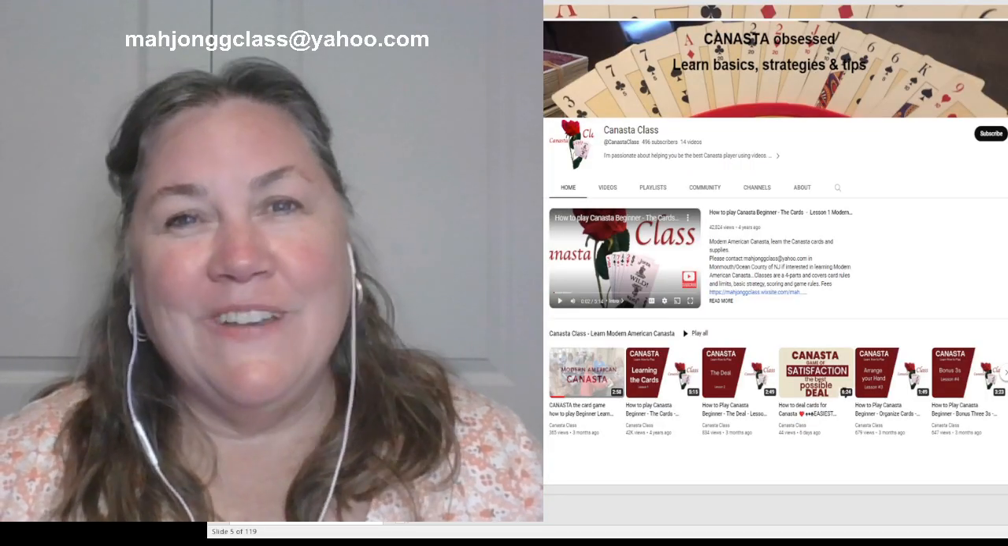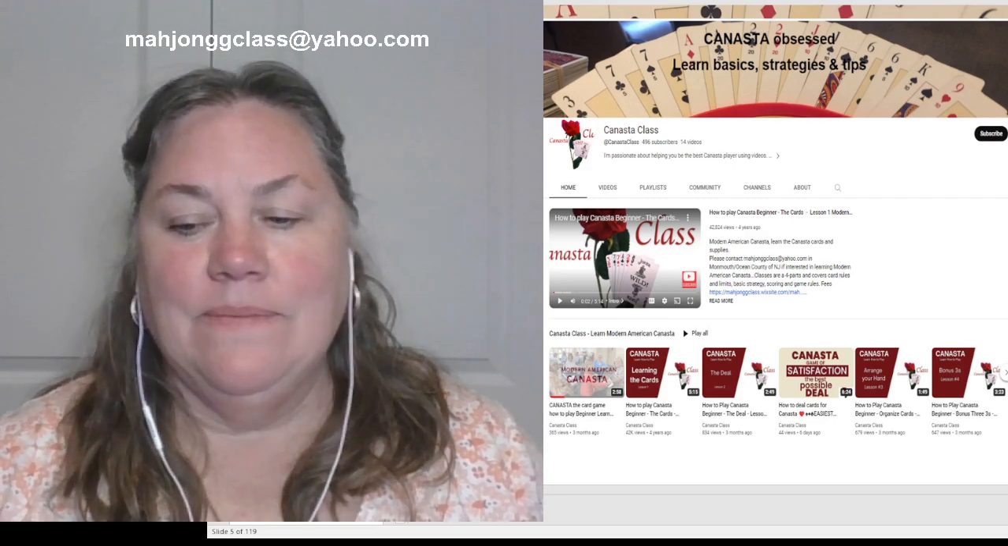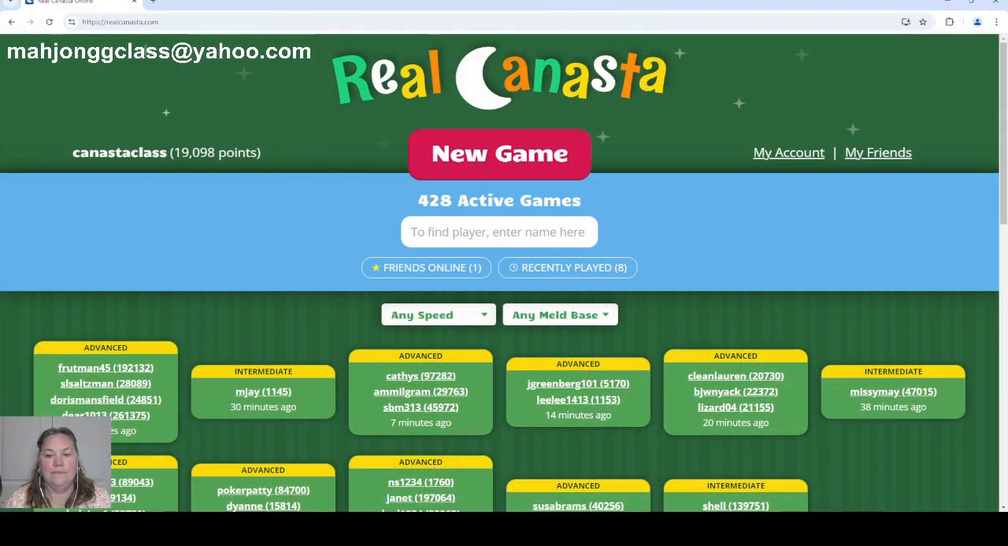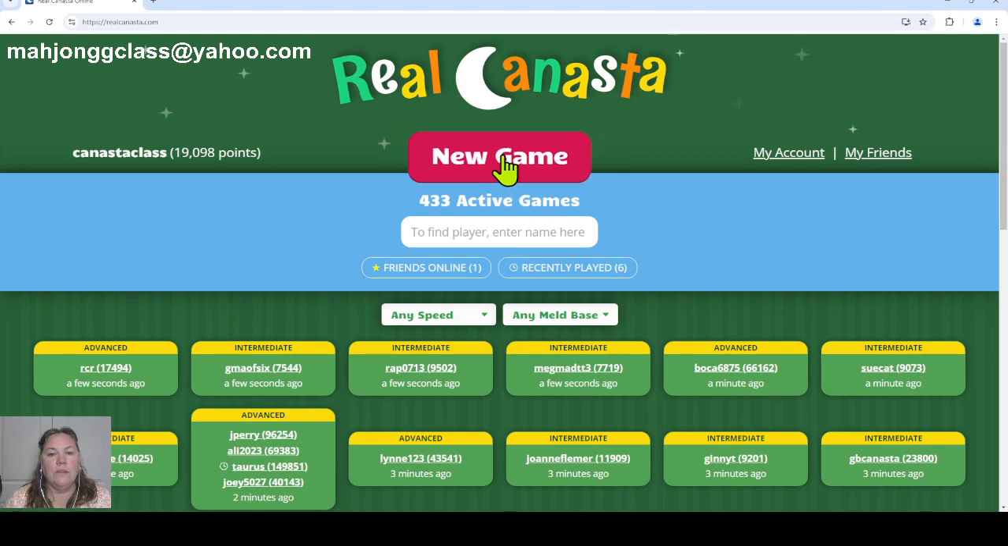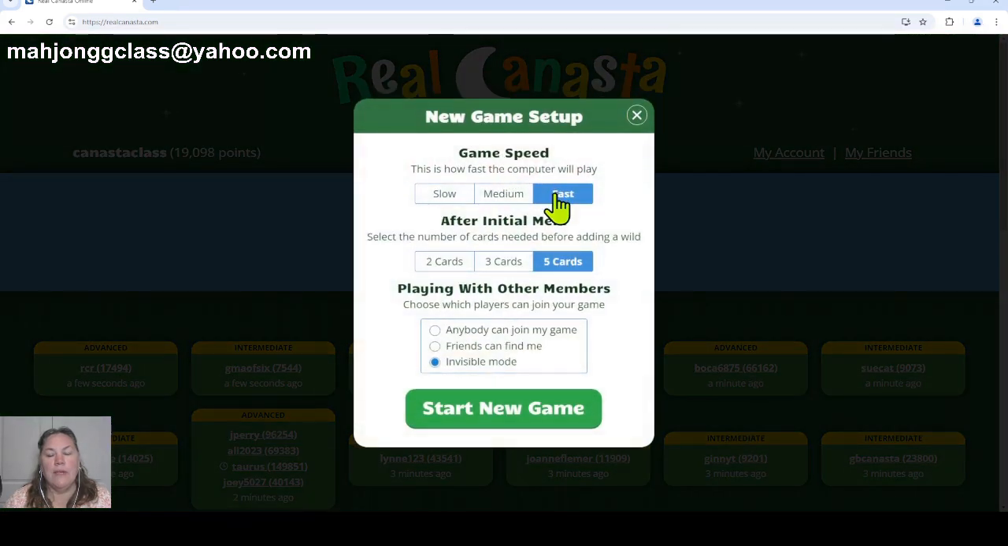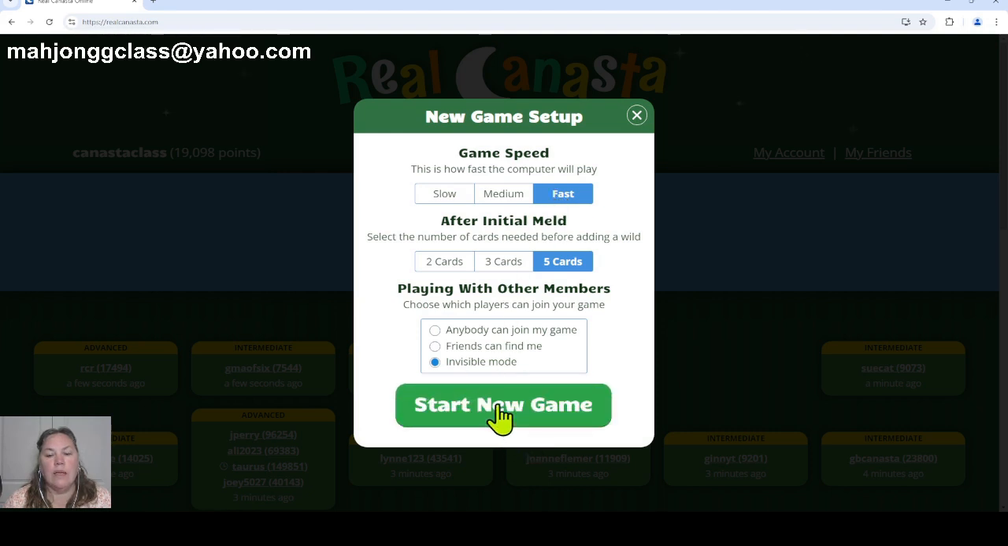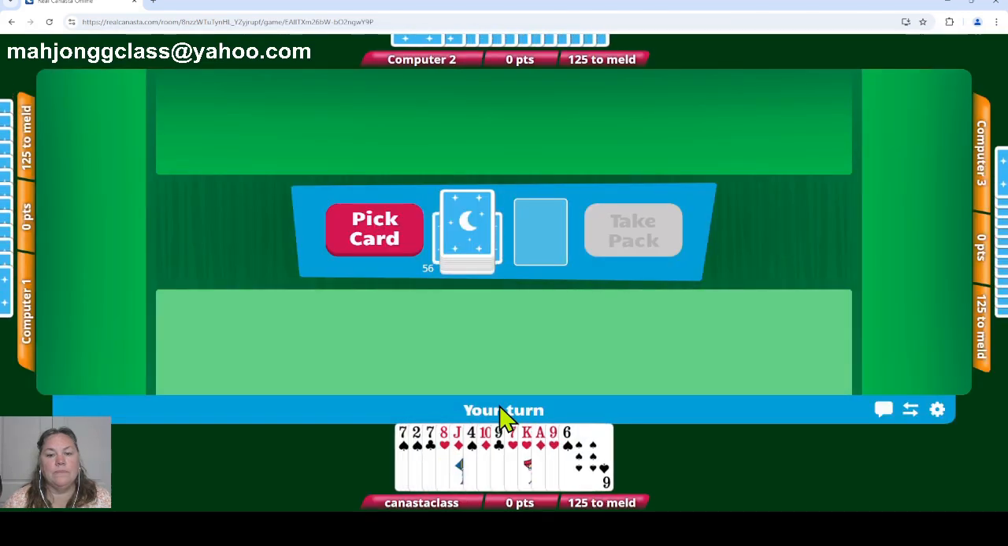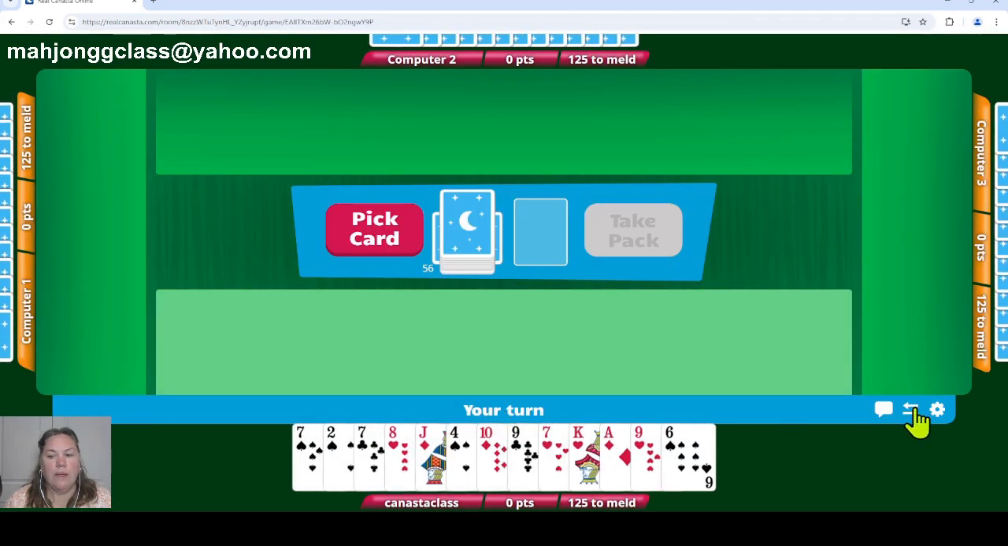Let's head over to Real Canasta and play a few rounds. On Real Canasta, we're going to play a new game. We're going to play fast and we're going to have 5 cards. And 5 cards means that that's the number of rank you need to have before you can add a wild. We're going to play invisible mode so we can talk as we play. We're going to sort by rank.